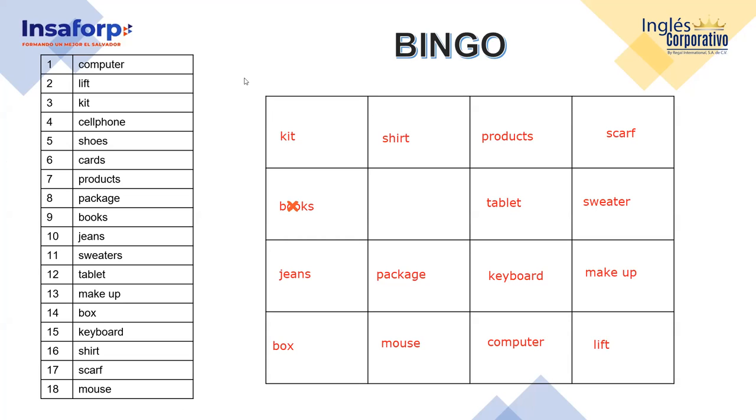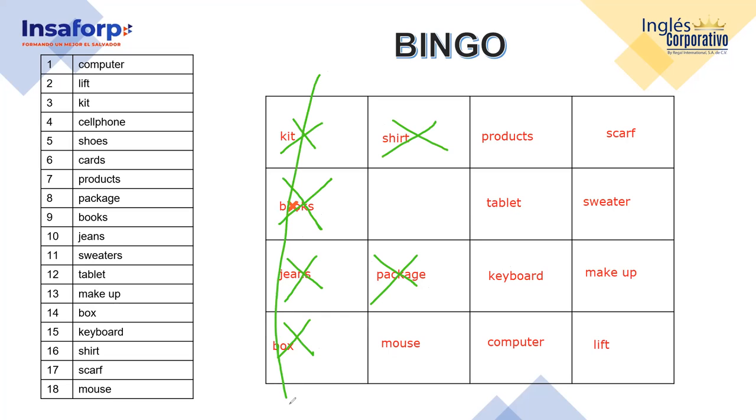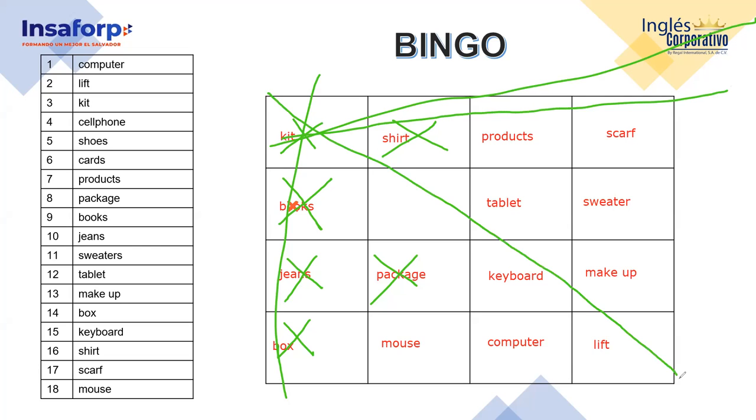I'm going to do it by pencil better. It is faster. You are going to do this. If I say package, you cross it out. If I say t-shirt, you cross it out. And if I say jeans, if I say box, and if I say kit, you are going to say bingo because you have the four of them in a row. This is bingo. And also this is bingo. Any of these ones is bingo. And so whenever I mention one of the words, you cross them out.